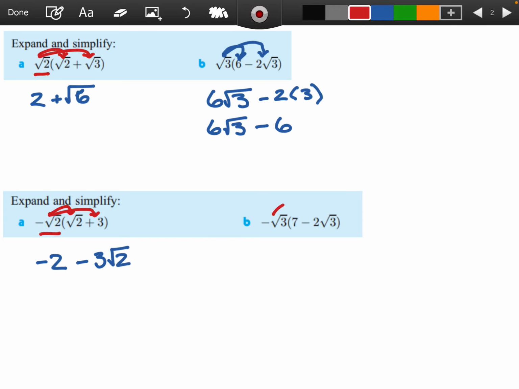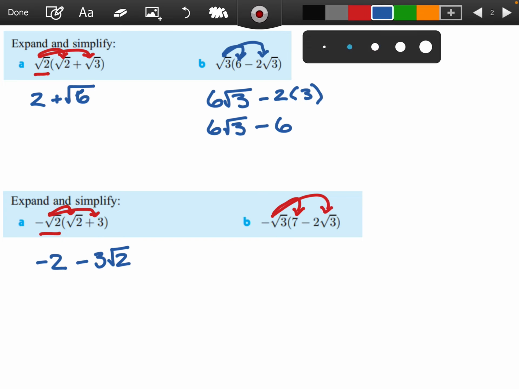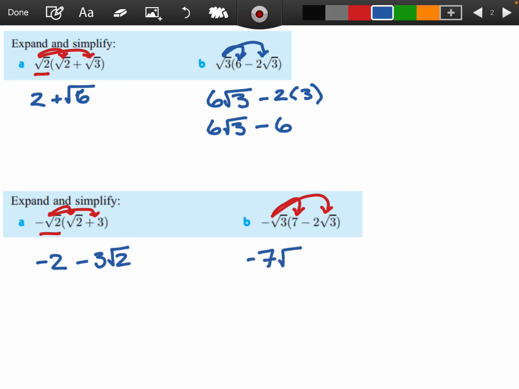Moving on to the next, we have negative root 3 now multiplying into this set of brackets. So negative root 3 times 7 gives me negative 7 root 3. Negative root 3 times negative 2 root 3 gives me positive 2, and then the root 3's multiply together to give me 3. So negative 7 root 3 plus 6. Again, 3 does not have a perfect square factor, so I can't make that any simpler than it already is. Okay, so there's your examples using distributive law.